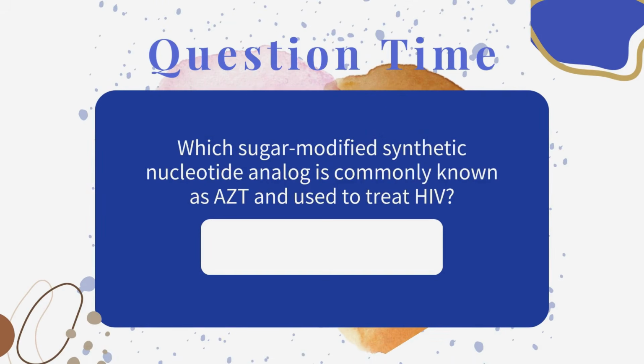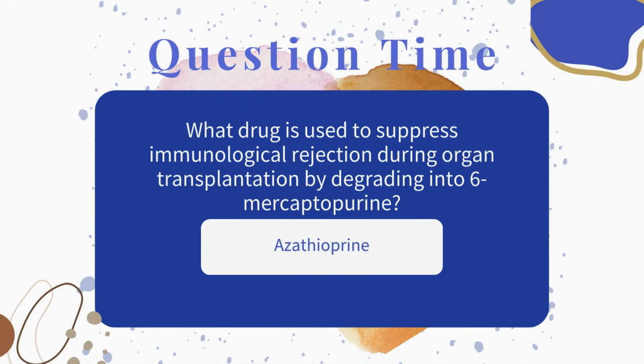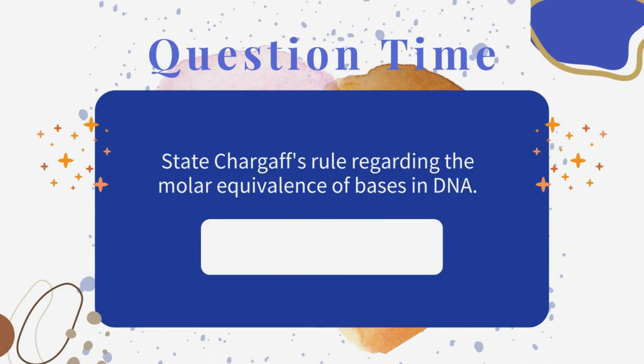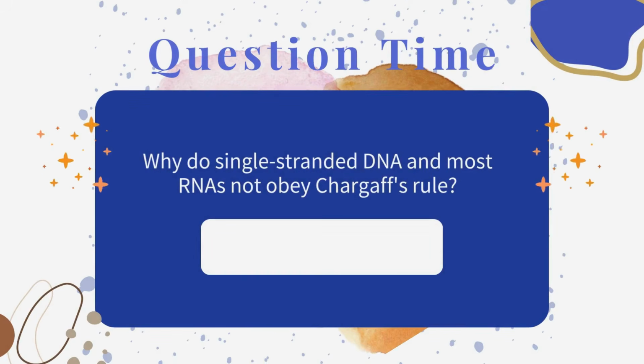Which sugar-modified synthetic nucleotide analog is commonly known as AZT and used to treat HIV? Zidovudine. What drug is used to suppress immunological rejection during organ transplantation by degrading into 6-mercaptopurine? Azathioprine. State Chargaff's rule regarding the molar equivalence of bases in DNA. Chargaff's rule: the number of adenine is equal to thymine, and guanine residues equal cytosine.